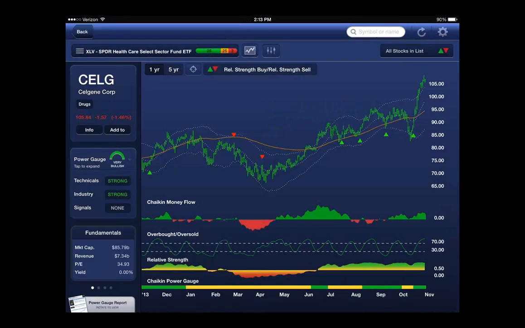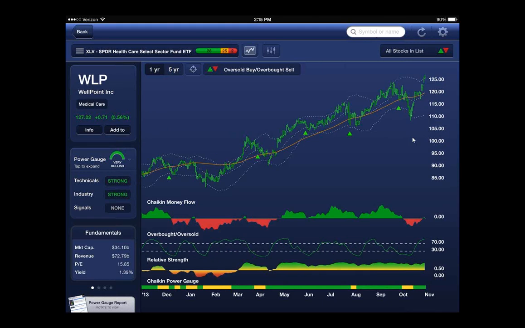Celgene, another one on the buy side now. We're looking at healthcare, the drug company, where these buy signals were triggered while relative strength is strong. The Power Gauge has gone bullish, and you see that great price appreciation we've had since the break in the market. The thing took off again like a rocket ship. WellPoint, another one. And sometimes, by the way, you do see a little bit of negative money flow. It's something to give caution, but not a reason not to buy or sell a stock when everything else is working the way you want it to work.